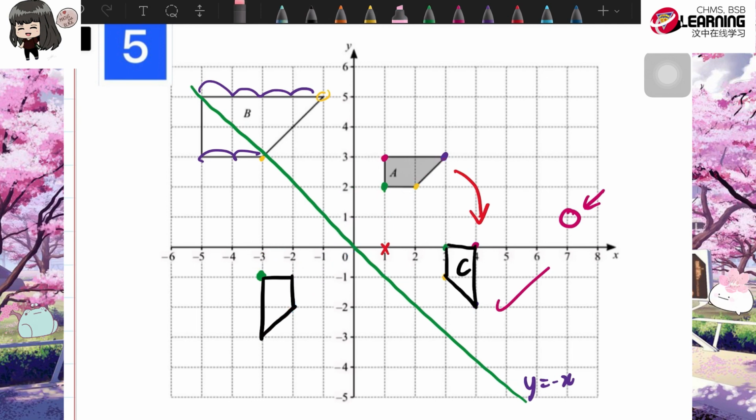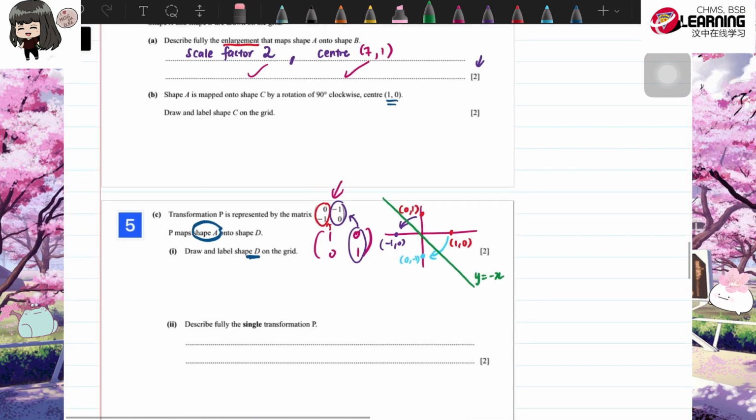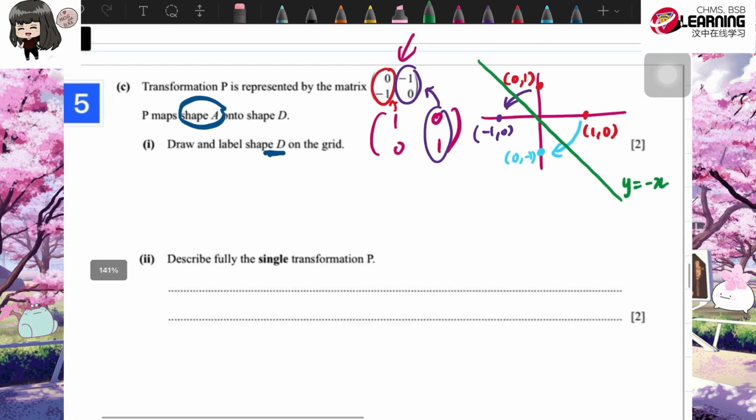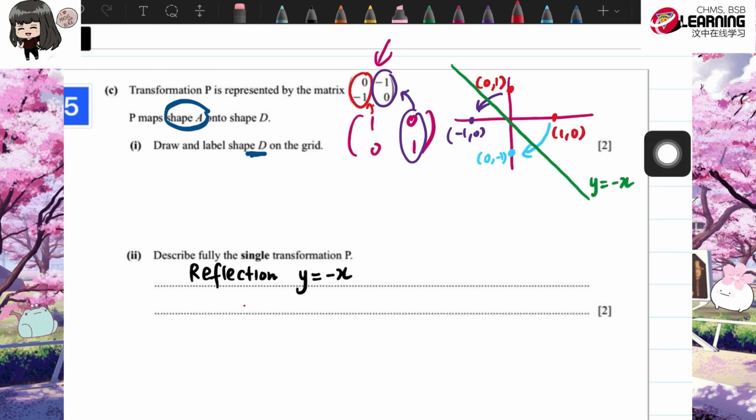Okay, I'm gonna erase this, the working. So this is your shape D. Okay, so that's the answer for part C, part 1. And part 2, describe fully the single transformation of P. Okay, so you know that it's a reflection, right? So that answer is reflection under y equals negative x, or on the line y equals negative x. Okay, so this one mark, 1 mark.